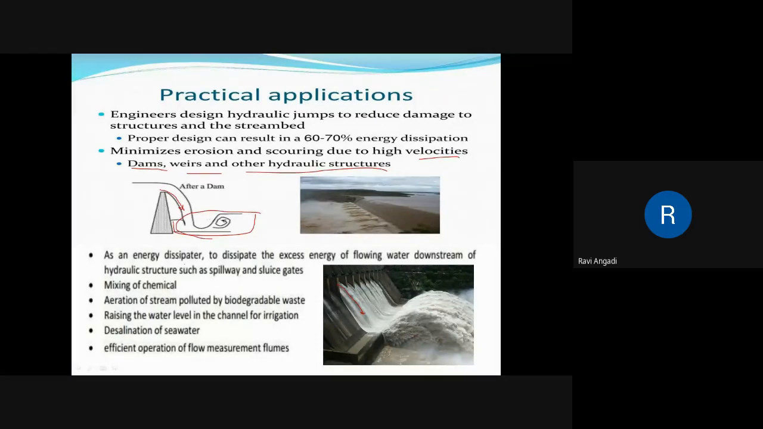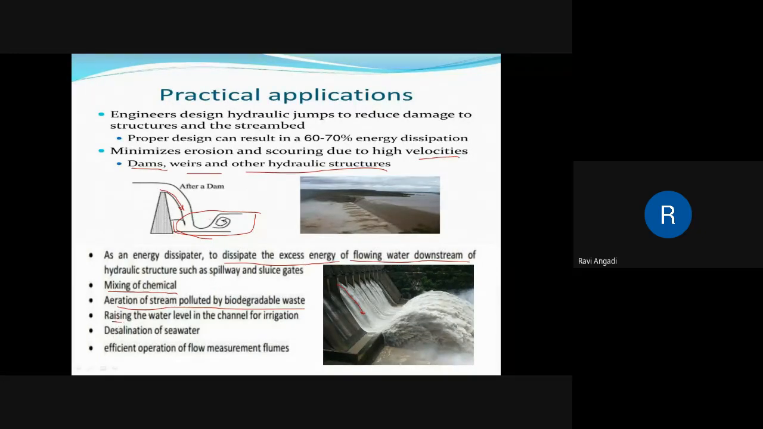Okay, as an energy dissipator, to dissipate the excess energy of the flowing water downstream of a hydraulic structure such as a spillway and sluice gates. By providing the hydraulic jump, you can reduce the energy of the flowing water, which can protect the bed of the channel as well as the bed of the dam structures. Sometimes the hydraulic jump is used for mixing chemicals and aeration of streams polluted by biodegradable wastes. For aeration purposes, the hydraulic jump is created, artificially in laboratories and so on.